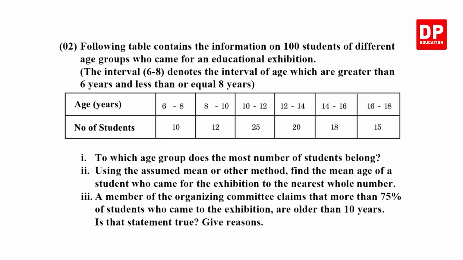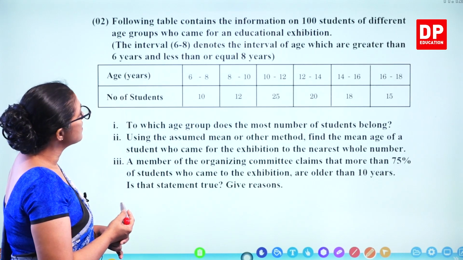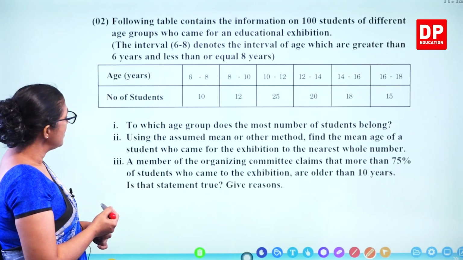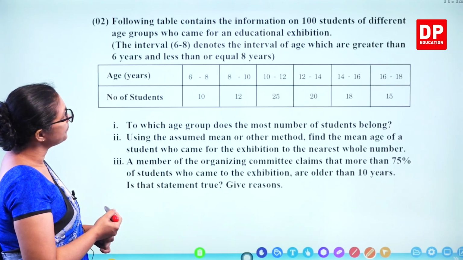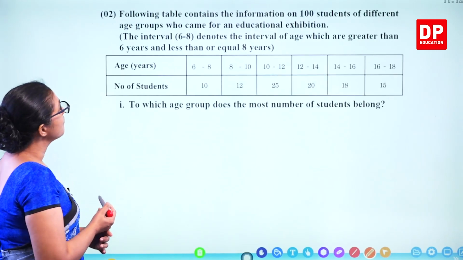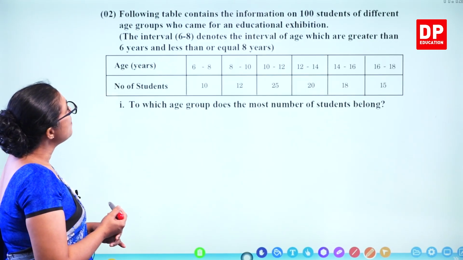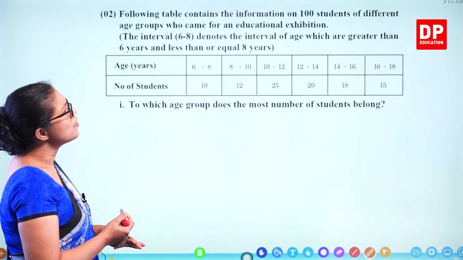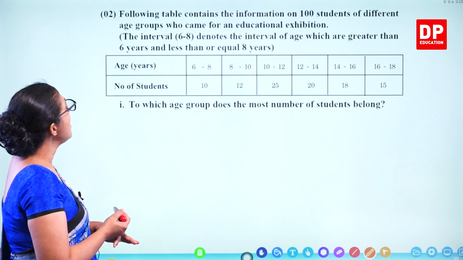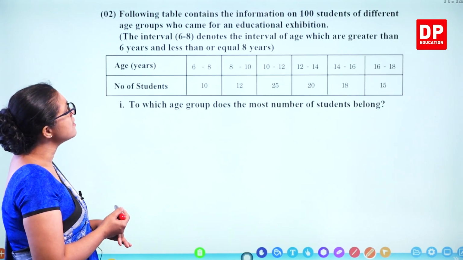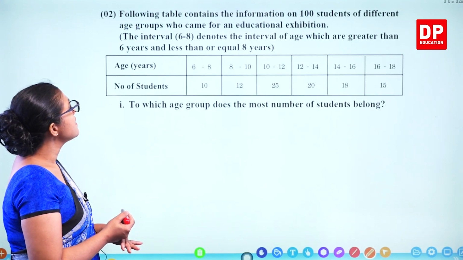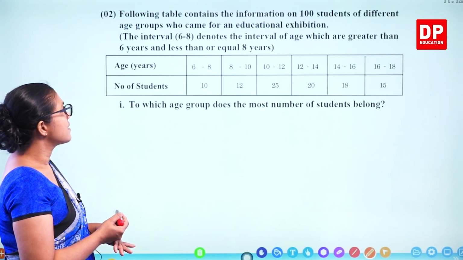Now look at question number 2. This is about statistics. So try to do all together. 3 parts are there. We'll do step by step. Following table contains the information on 100 students of different age groups who came for an educational exhibition. The interval 6 to 8 denotes the interval of age which are greater than 6 and less than or equal to 8 years.